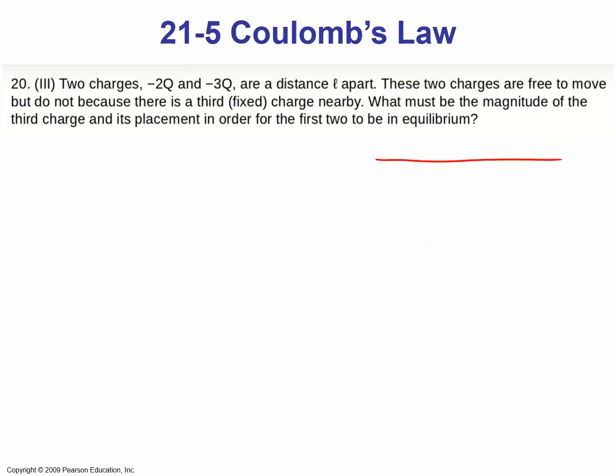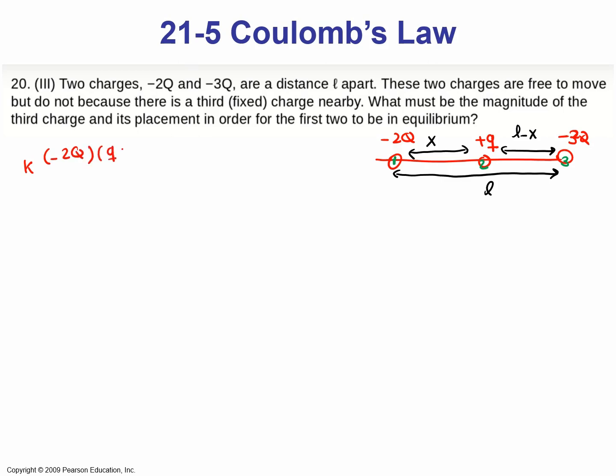Okay, so we have a scenario where we have minus 2q, minus 3q, and we have a charge little q, and this is positive, and the separation between these two is L. We call the separation between these two x. Therefore, the separation between charge plus q and minus 3q will be L minus x. And let's write down the equation between charge 1 and charge 2. Here's charge 3. So we have k times minus 2q times q divided by x squared. So the separation between these two is x. And we're talking about the absolute value, the magnitude of the force. So we take the absolute value.